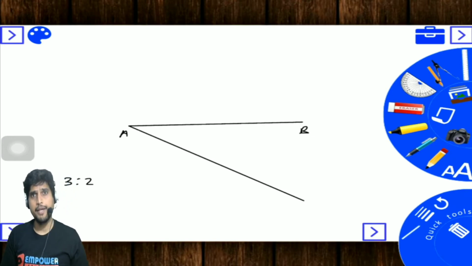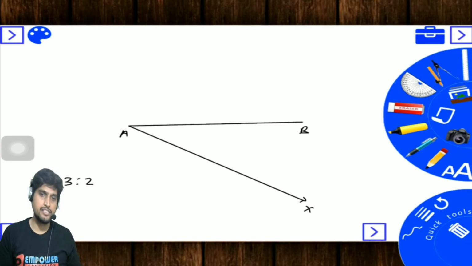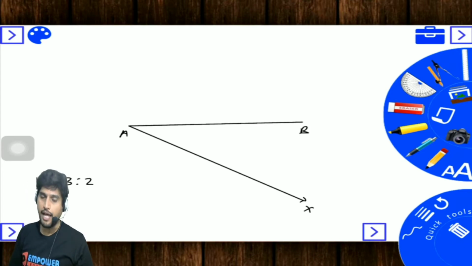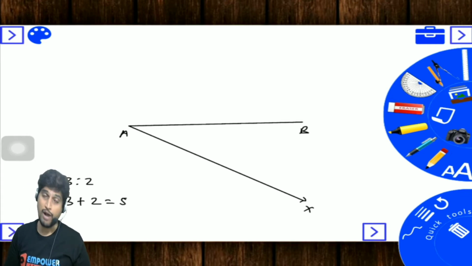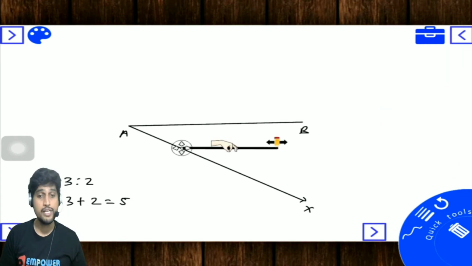From point A, draw a ray in any direction. Say, let's call it AX. Now we have to divide this AX into 5 equal parts. Now why 5? Because 3 plus 2 is equal to 5.